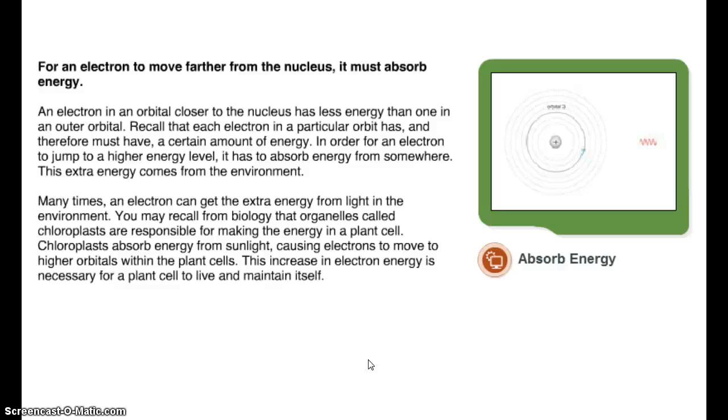Recall that each electron in a particular orbit has, and therefore must have, a certain amount of energy. In order for an electron to jump to a higher energy level, it has to absorb energy from somewhere, or get more energy. This extra energy comes from the environment. Many times an electron can get the extra energy from light in the environment.